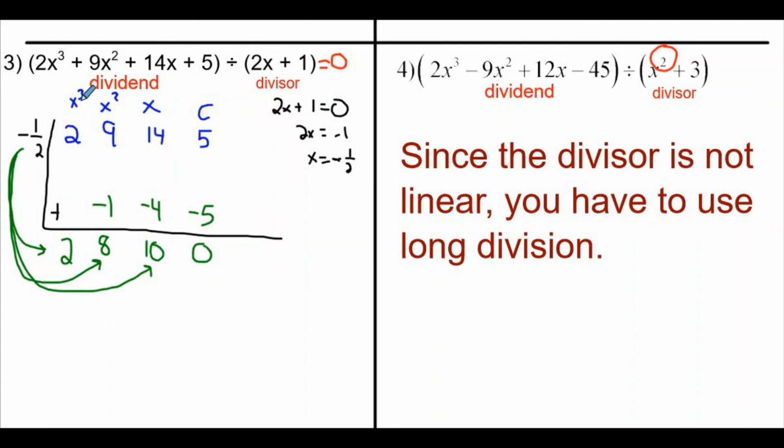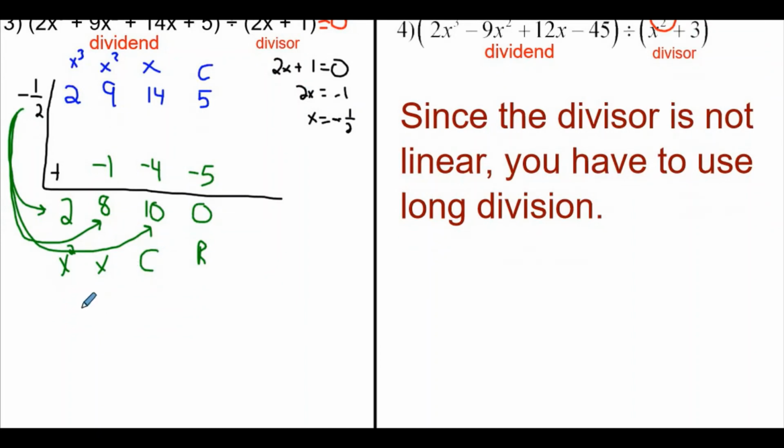So then you label this by starting with the cube and saying the answer is reduced by 1, x squared. This will be reduced by 1, so x. This reduces by 1, so constant. This is remainder. So your answer comes out to the quotient, at least you think the quotient is, 2x squared plus 8x plus 10. And this answer is actually off by a factor of, guess what, 2.